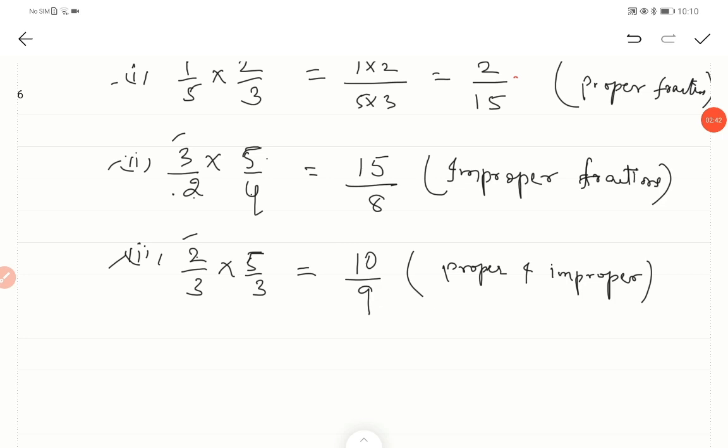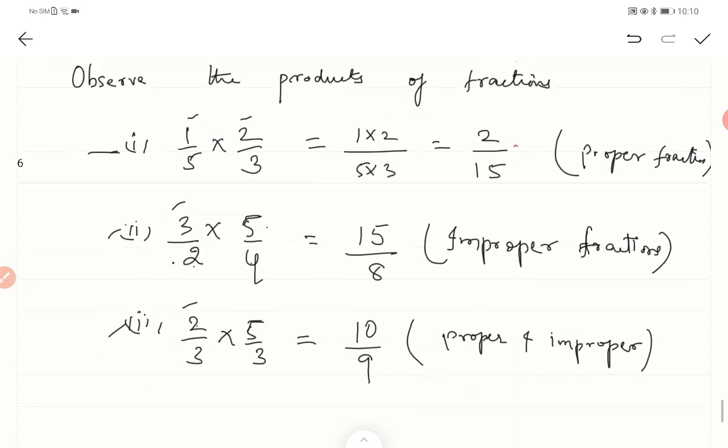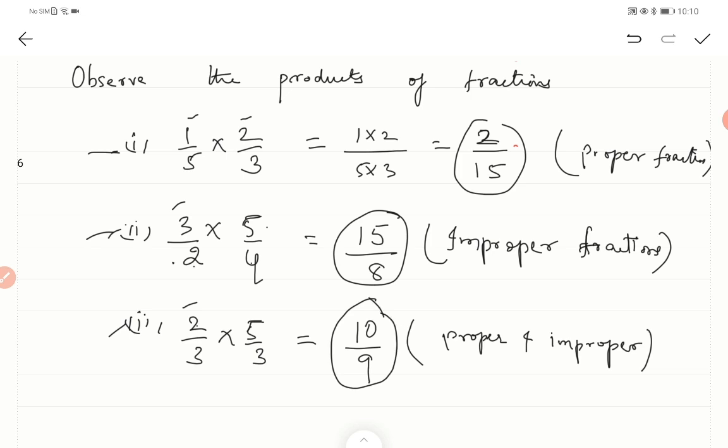Now let's observe the products of these, what we have done, all the four. Those were two fractions each; let's check whether the answer is lesser or greater than each of its fractions. So we have this product. For all these products, let's check whether the answer is lesser or greater than each of its fractions. First, we will compare for the proper fractions.